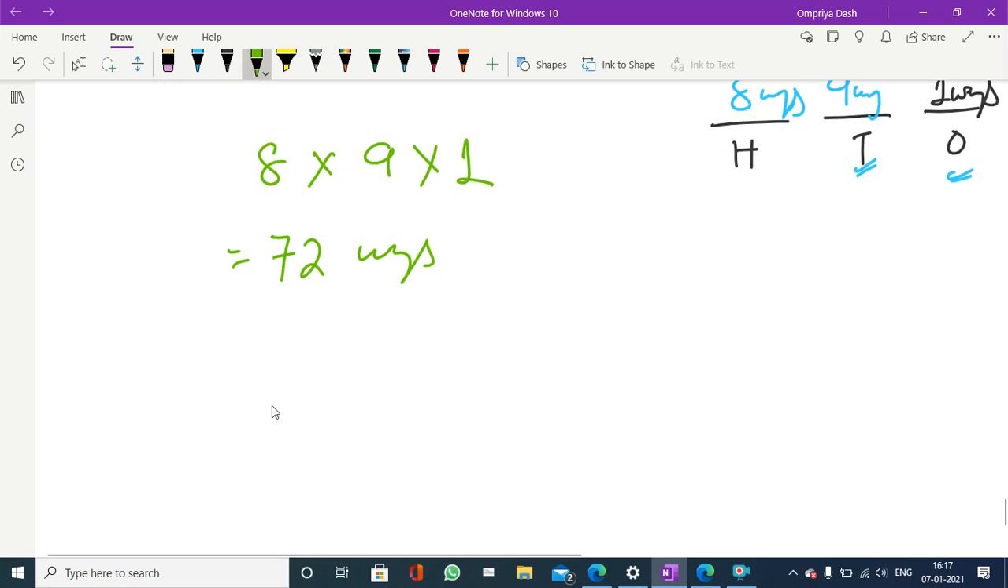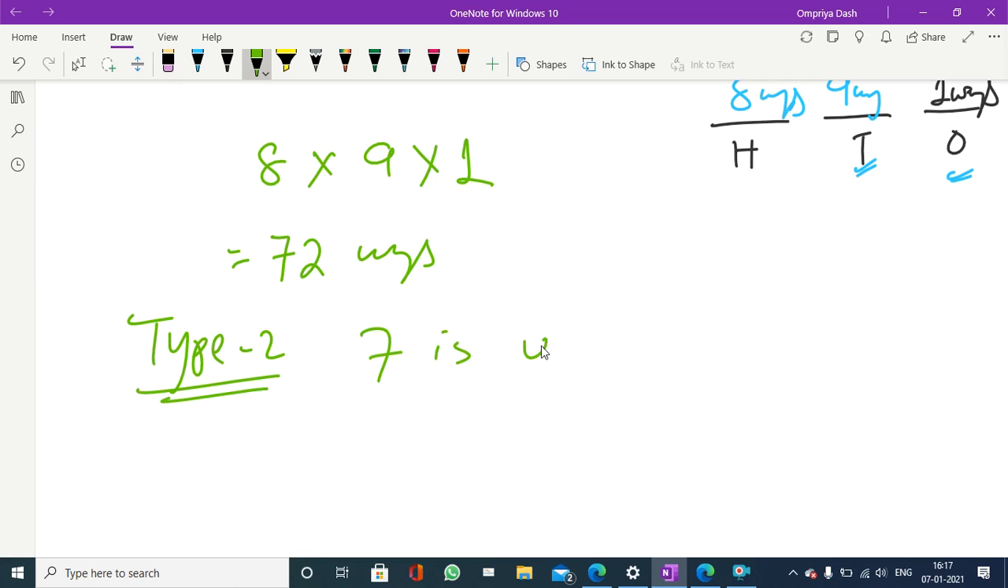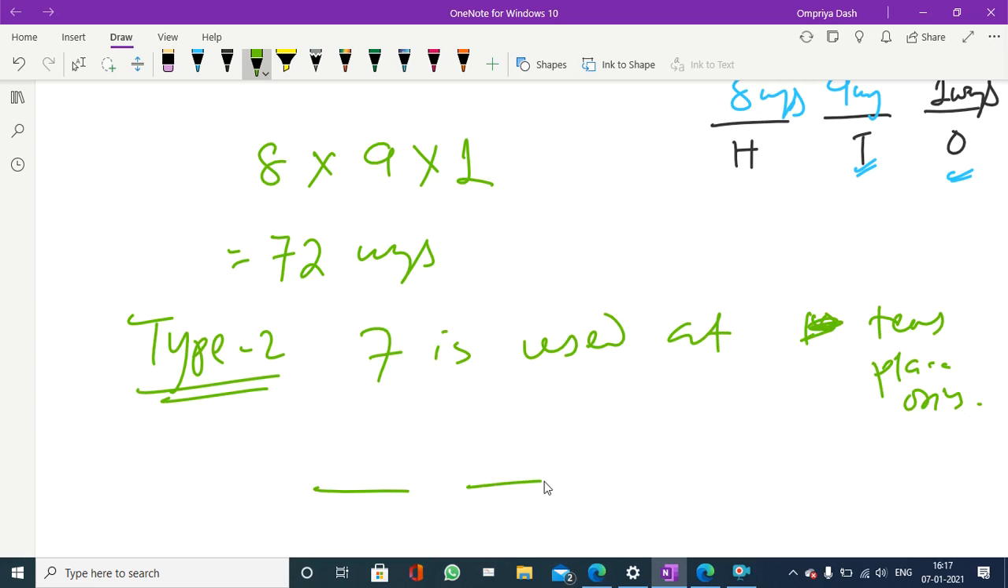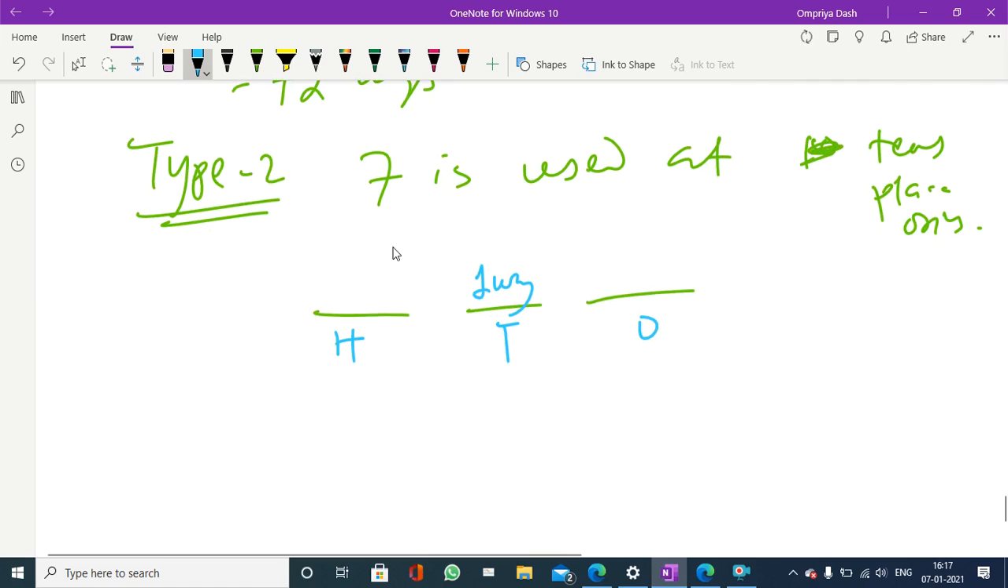But there is another type of number you can form where 7 is used at tens place only. So we have ones place, tens place, hundred place. Now if you fill the tens place with 7, you can fill it in only one way. And keep in mind, 7 is to be used exactly once, not more than that or less than that.